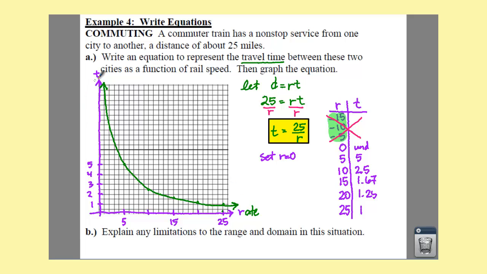So if r is your rate and t is your time, what you can tell from reading this graph is the slower the rate, the higher your time is going to be. But as you increase your rate, going to the right, the less time you have. That should make sense. So anytime you have any limitations for your domain and range, in this case you would just say your rate and the time both are greater than 0. They can't be 0 or negative. So that is how you can actually use a reciprocal function to help you figure out a real-life problem.